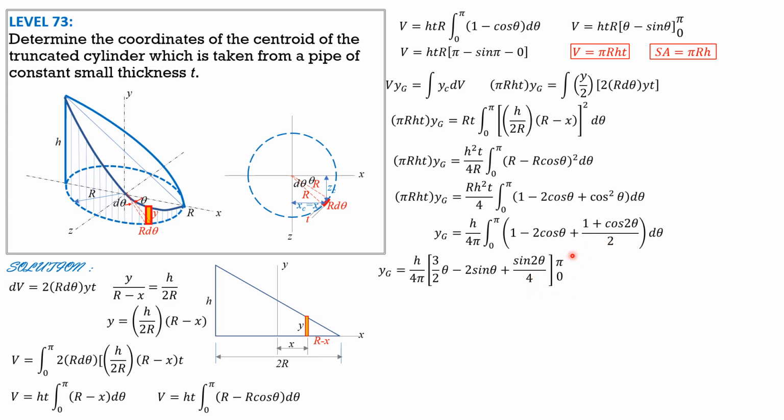So with our experience, these two terms will be 0. Sine of pi is 0, sine of 0 is 0. Sine of 2 pi is 0 also. Sine of 0, 2 times 0 is 0. So the whole of this is 0, and this is 3 halves of pi. So 3 halves of pi times h over 4 pi, cancel pi, so that would be 3/8 of h. So y_g is 3/8 of h. So we have to memorize this.